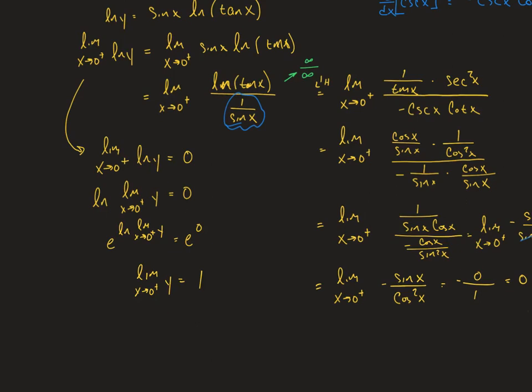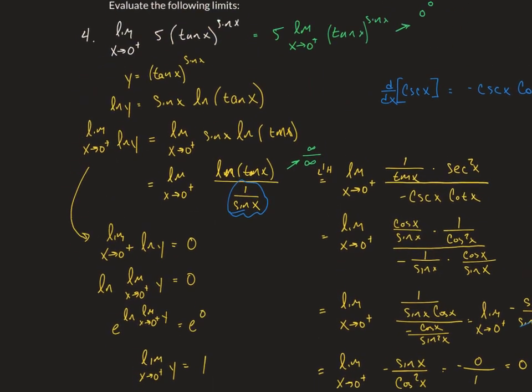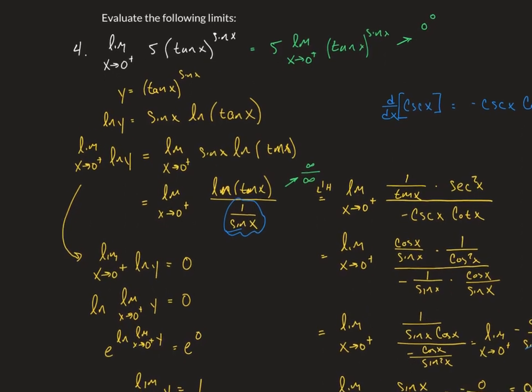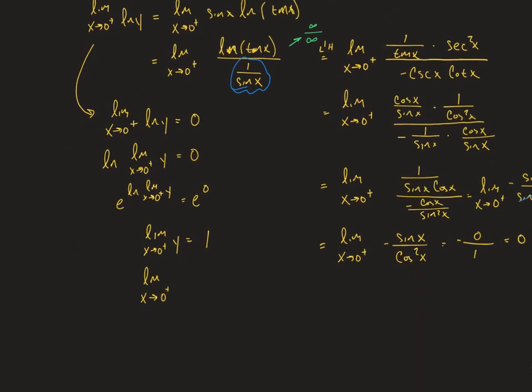So what this is essentially saying, or what this is exactly saying, is that the limit as x approaches 0 from the right of, and this is where I'm going to substitute back in my original equation, tangent of x to the sine over x power, tangent of x to the sine of x power equals 1. All I've done is resubstitute this back in for y. And so I now know that this whole thing is equal to 1.